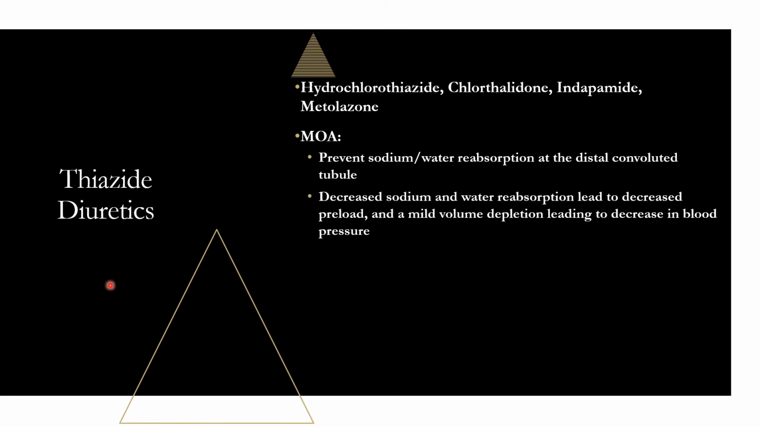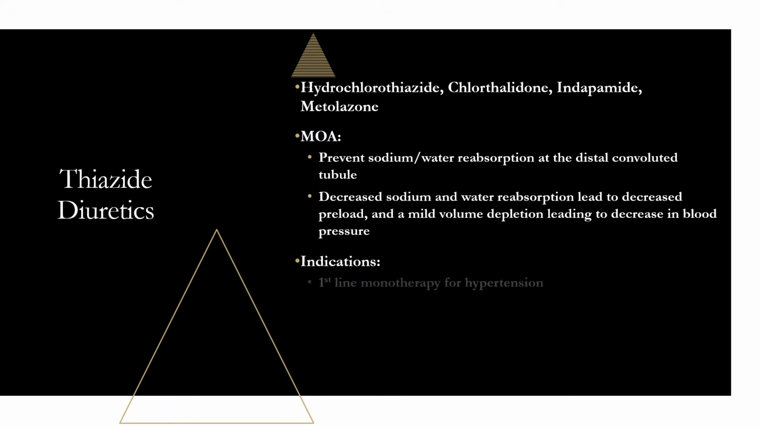And what happens with that is we basically just have a mild volume depletion. So if you remember, anytime a patient becomes volume depleted, they have hypotension because you have less circulating blood in the body. So that's essentially what's happening here. You're flushing out some of the water and the salt, so you have a lower volume of blood in the body and a lower volume of fluid in the body, which leads to this mild volume depletion, which leads to a decrease in the blood pressure. So very simply, you're just preventing sodium water reabsorption at the distal convoluted tubule. So don't make it more complicated than it is.